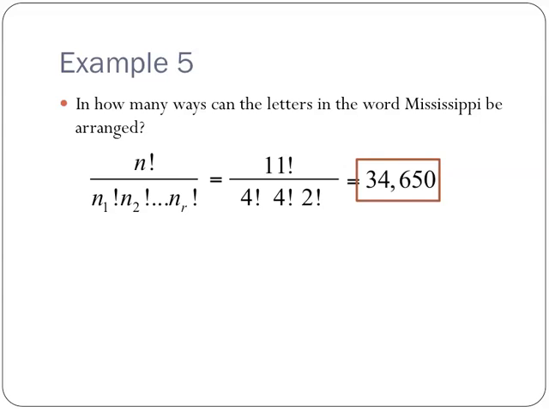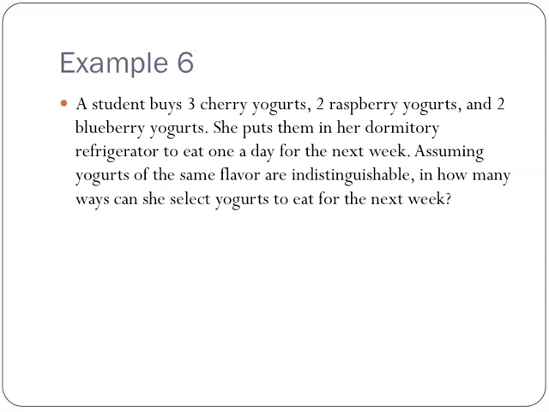All right, we have one last problem. A student buys 3 cherry yogurts, 2 raspberry yogurts, and 2 blueberry yogurts. She puts them in her dormitory refrigerator to eat 1 a day for the next week. Assuming yogurts of the same flavor are indistinguishable, in how many ways can she select yogurts to eat for the next week?